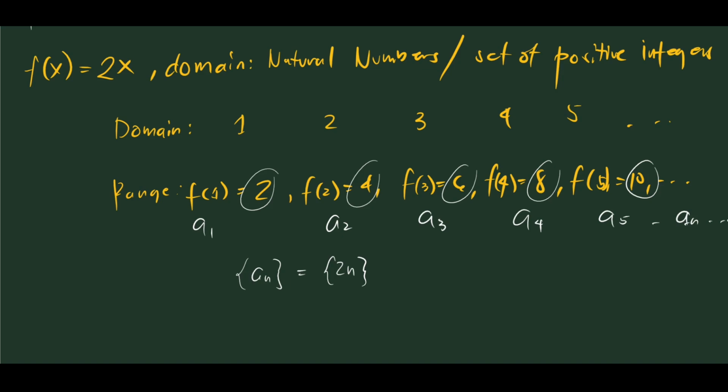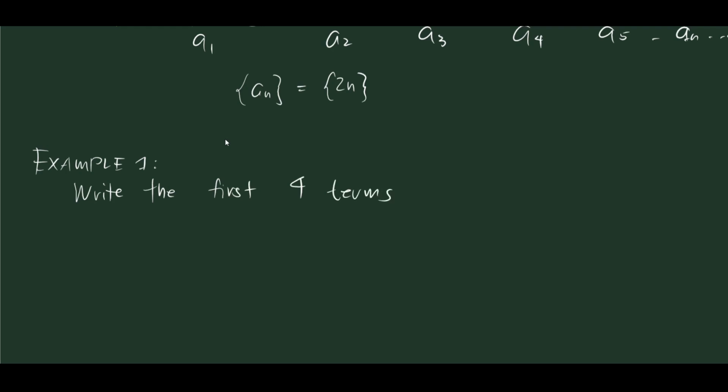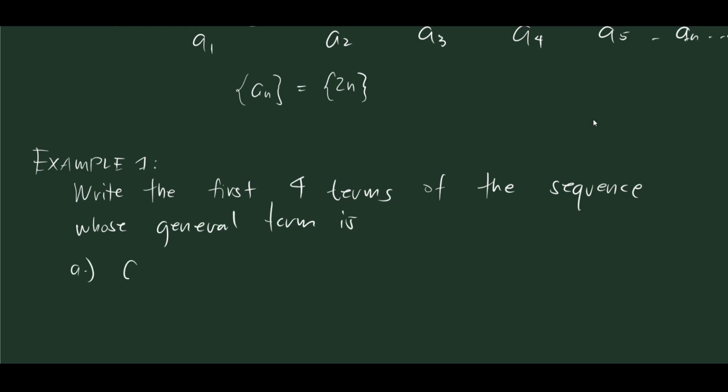Now let's try to do some more examples. Example 1: write the first 4 terms of the sequence whose general term is a. a_n is equal to 3n plus 4, and b. a_n is equal to negative 1 raised to n, all over 3 raised to n minus 1.